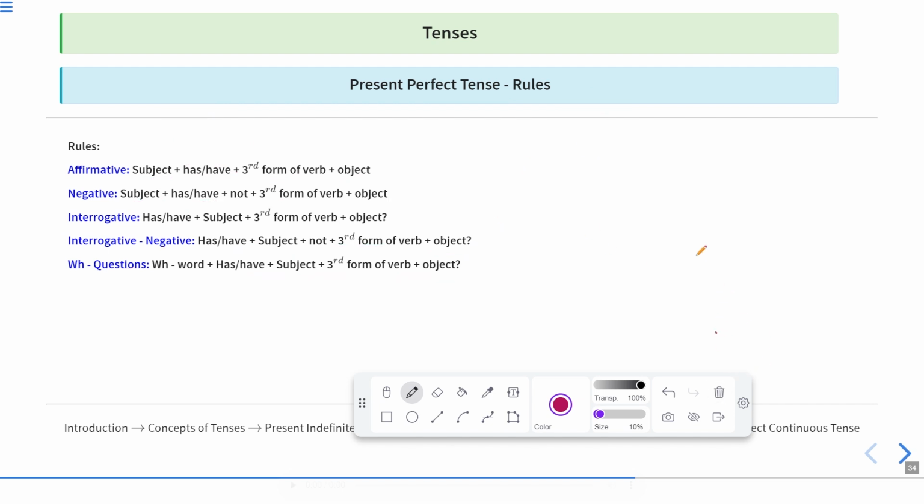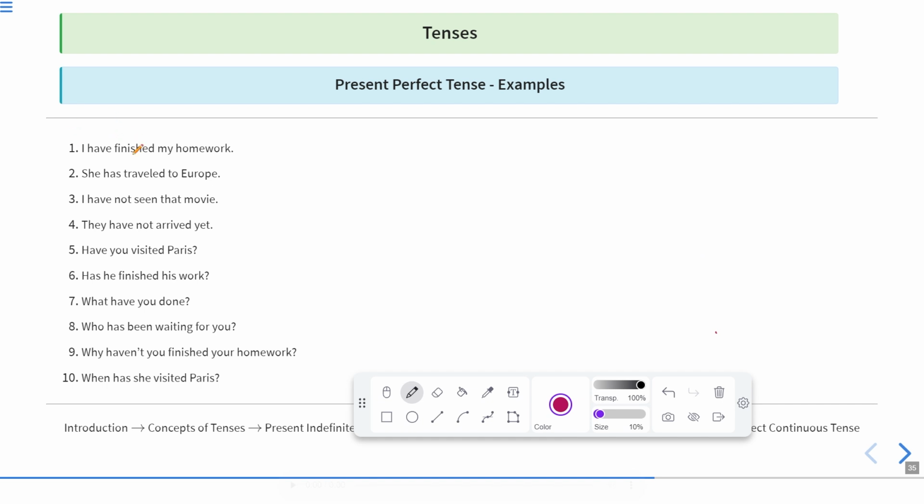Now let us see some examples of it. I have finished my homework. So in this sentence, we can see I, which is followed by have, and have is the perfect word. Because with I, we can use have, and then finished is the third form of the verb, and my homework is the object. Now, as I have finished my homework, it means my homework has been completed. She has traveled to Europe. It means in her life she has had this experience, that is traveling to Europe. So once in her life she has traveled to Europe.